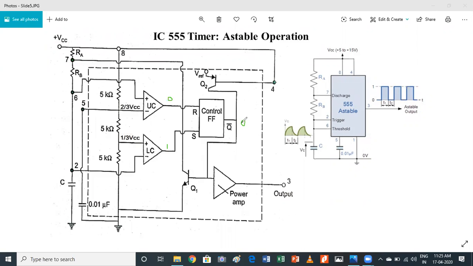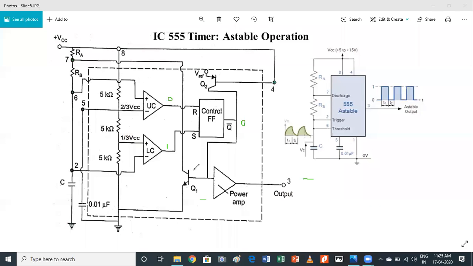Now 0 means low. Here low is available, and that low is inverted through the inverting power amplifier. So now we can get high in the output. If it is low here, what will happen? This discharge transistor, its base won't get the sufficient voltage to conduct. So now it is in off state.